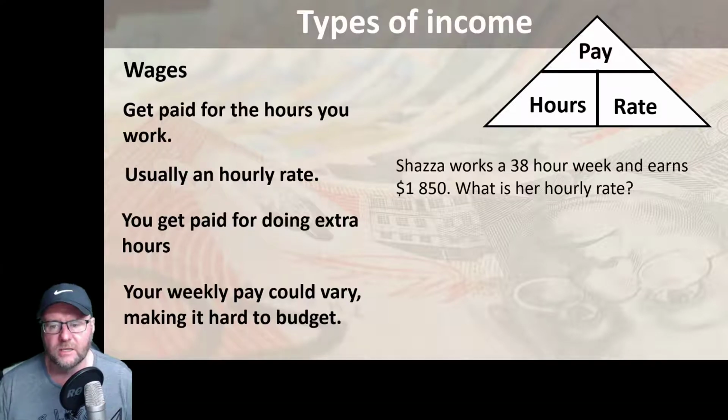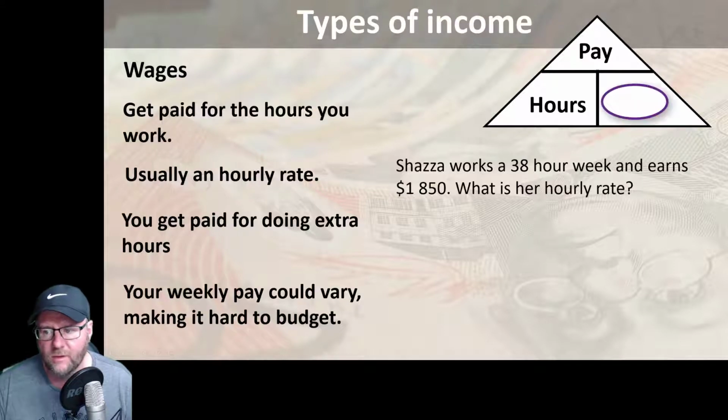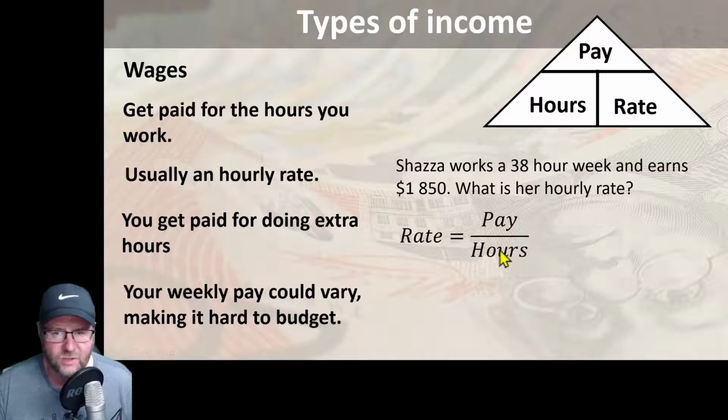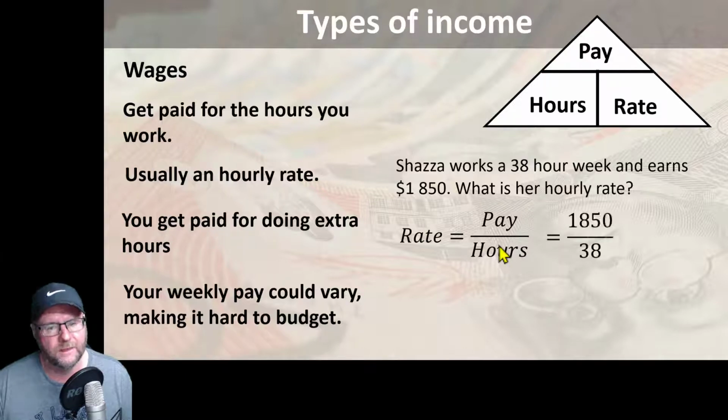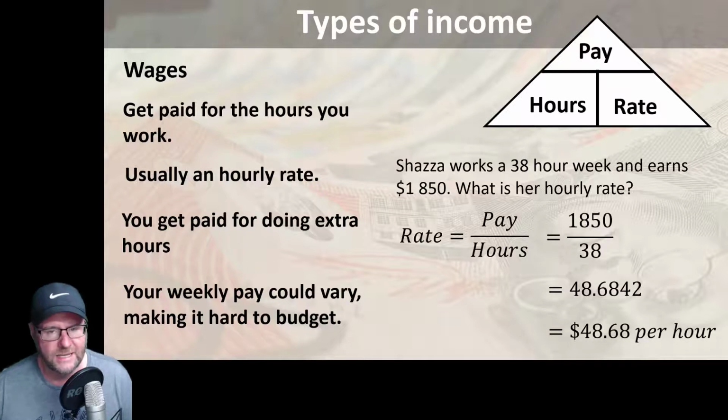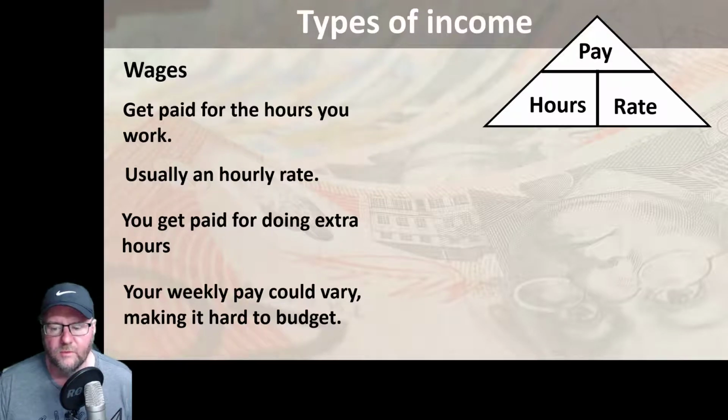Shazza works a 38-hour week and she earns $1,850. What is her hourly rate? So in this case, we're trying to work out her rate. If I cover over the rate and block it out, what's left is pay on the top, hours on the bottom. So that's my calculation. To work out the rate, I go pay over hours, and I substitute in the things that I know. I know her pay was $1,850, her hours were 38, and I can work out then an hourly rate of 48.6842. Now remember, we're talking about money or currency, so we always round it to two decimal places. So in this case, $48.68 per hour.